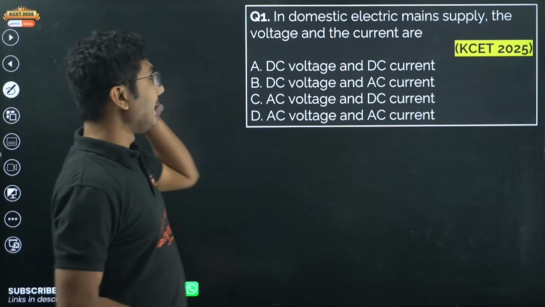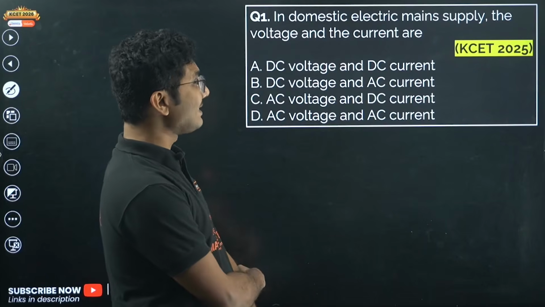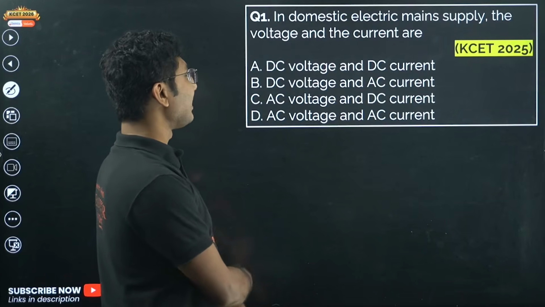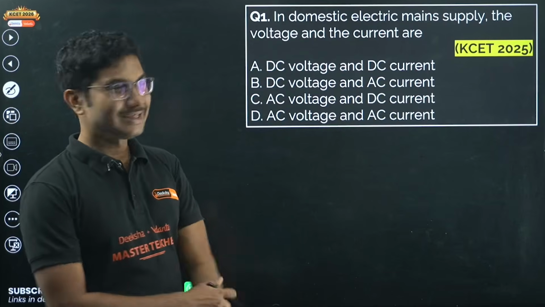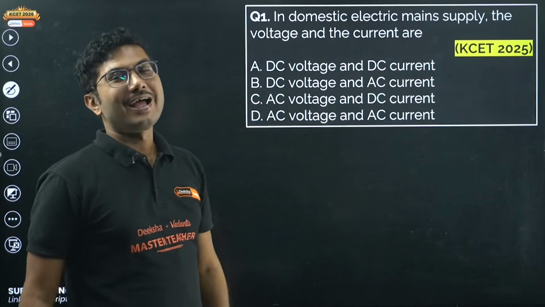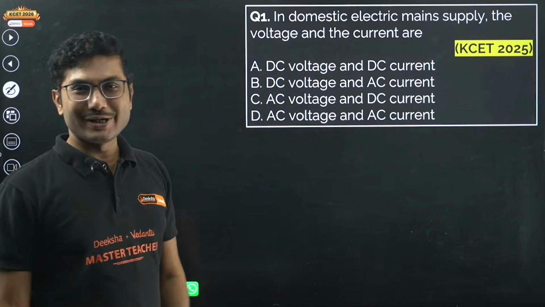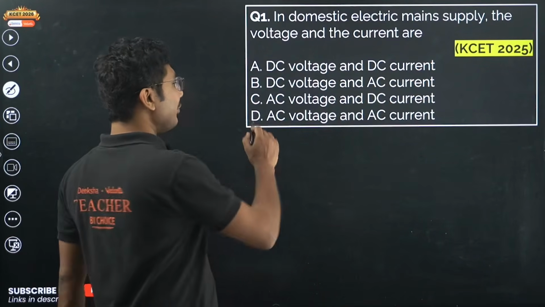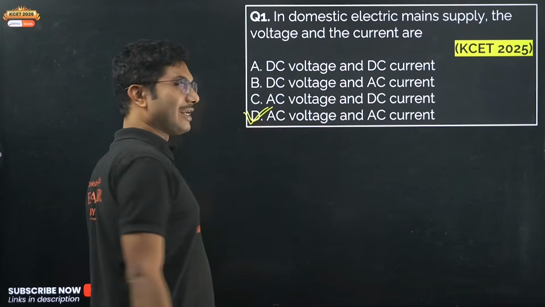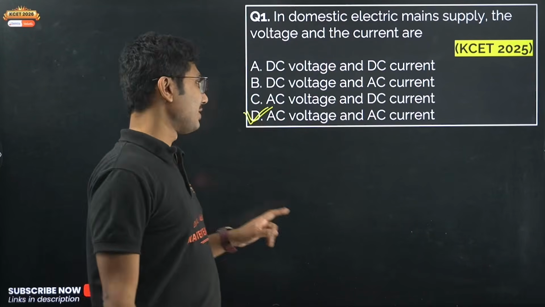Let's move on. In a domestic electric main circuit, the voltage and current are... So easy question came in 2025, and you will not believe the question is so easy. Obviously AC voltage and AC current. We use AC voltage and AC current because of its convenience, right?